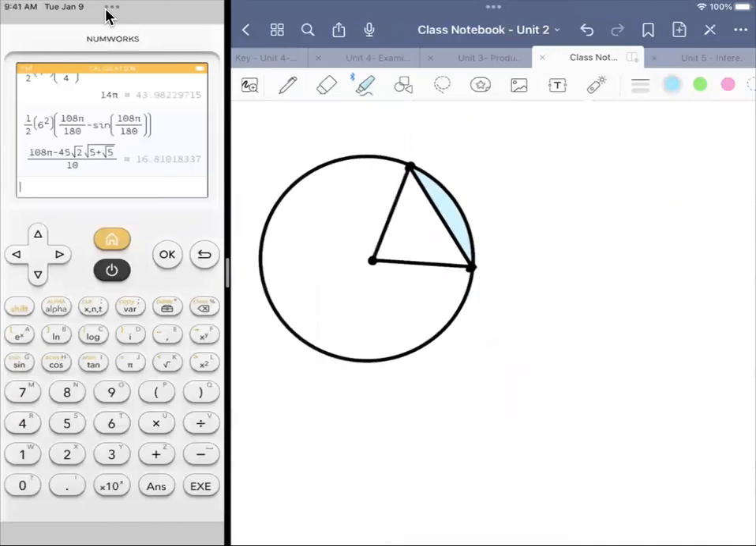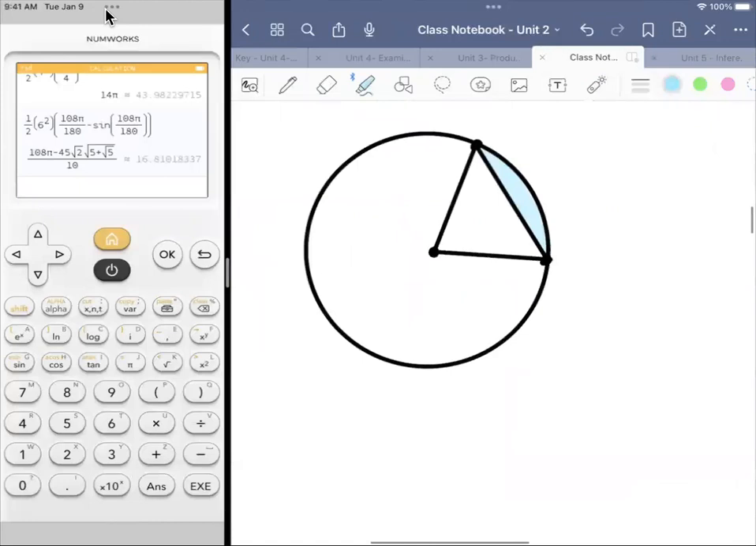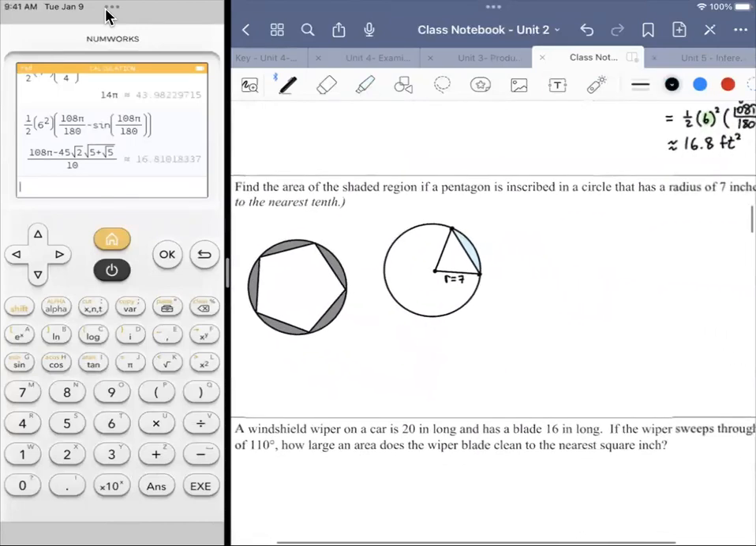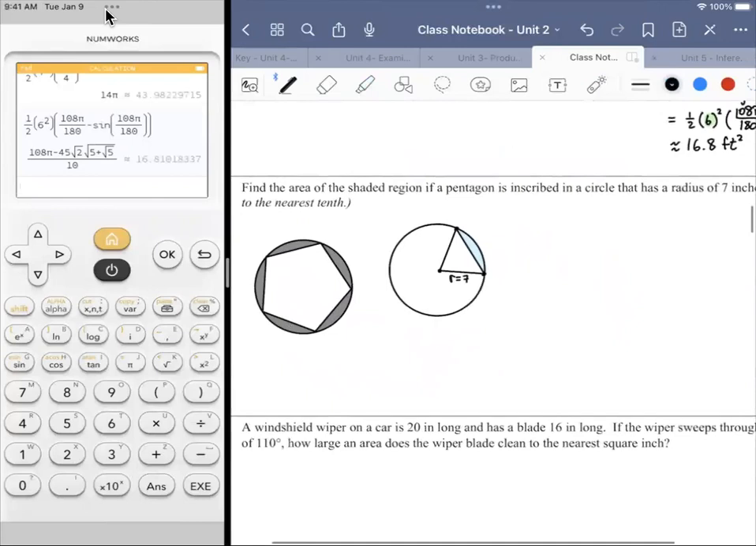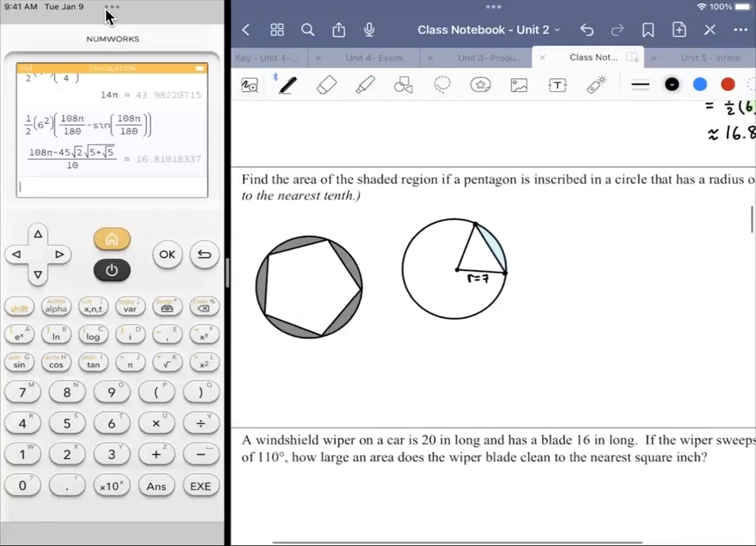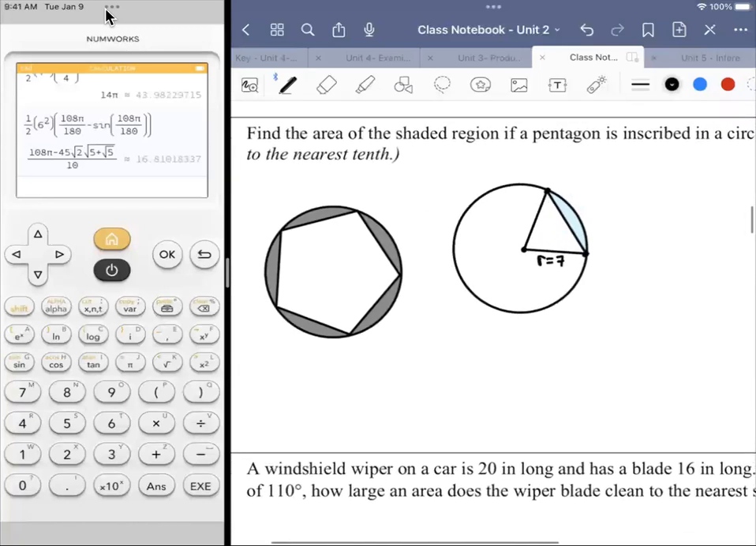Now they tell us the radius is 7 inches, but they don't tell us what the central angle is. It tells us really only the radius, and it gives us the picture. But what we can do is make an assumption here. It's a pentagon, and it looks like a regular pentagon. That we have to assume.